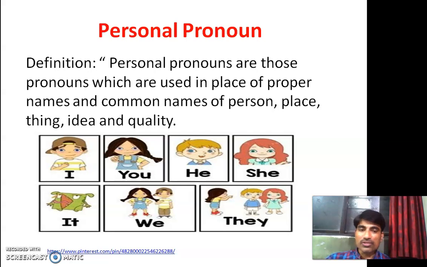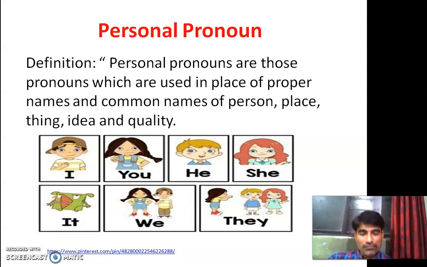So what are these personal pronouns? Personal pronouns are those pronouns which are used in place of proper names and common names of person, place, things, ideas, and qualities. As you can see in the picture, I have jotted down, and from where I have taken this particular picture, I have given you the link. It says I, we, you, he, she, it, and they. These are personal pronouns. So out of these personal pronouns, few of them are singular and few of them are plural. For example, singular I, its plural is we. You, in singular as well as in plural, remains same. He, she, it, these are singular personal pronouns, and their plural form is they.